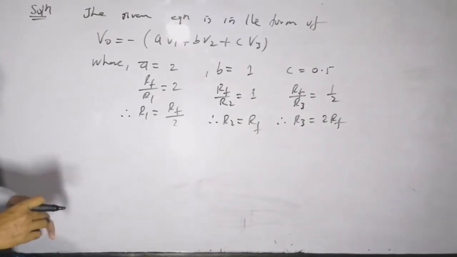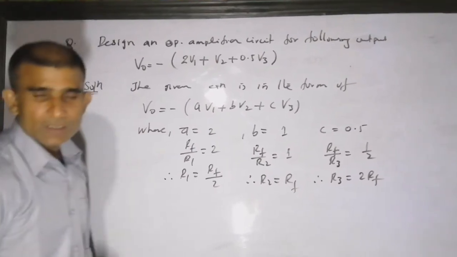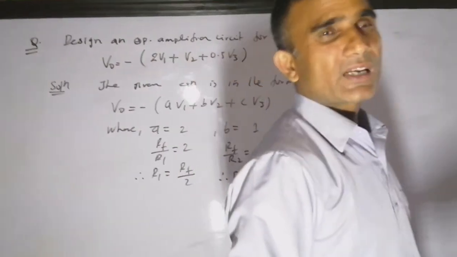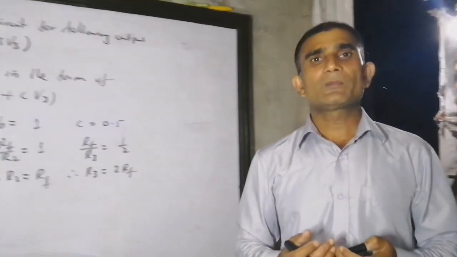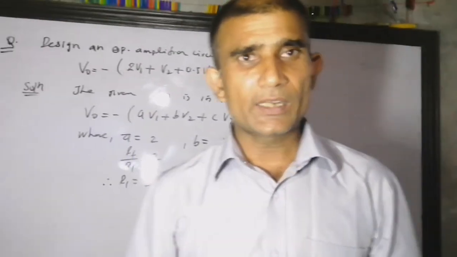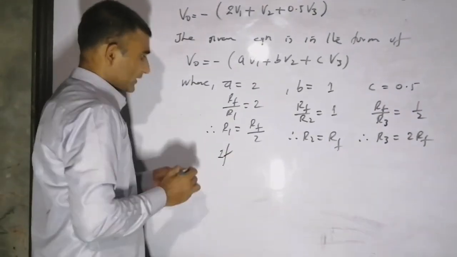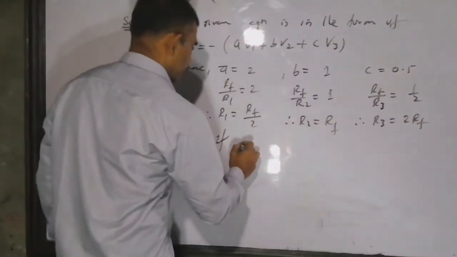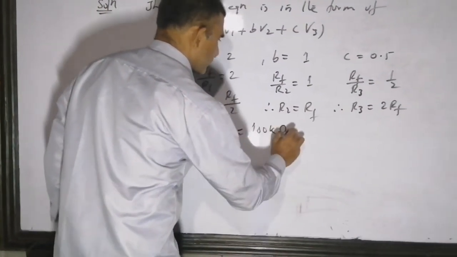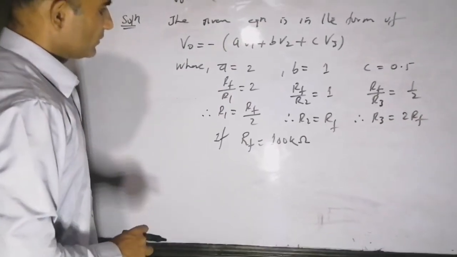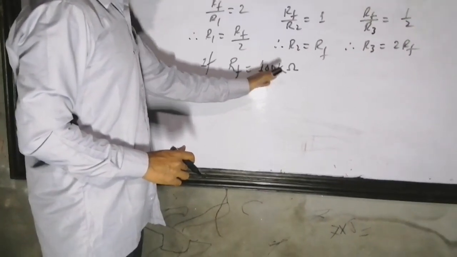And here is the question, there is no choice of any resistor given, so in that situation we can choose our own, because the question asks you to design. Design means that the design will be our own, and we can design the operational amplifier as per our purpose. If I take Rf equals 100 kilo ohm, it's not necessary that you will also choose 100 kilo ohm. You can choose any value, that will be your own design. So here I choose Rf as 100 kilo ohm.